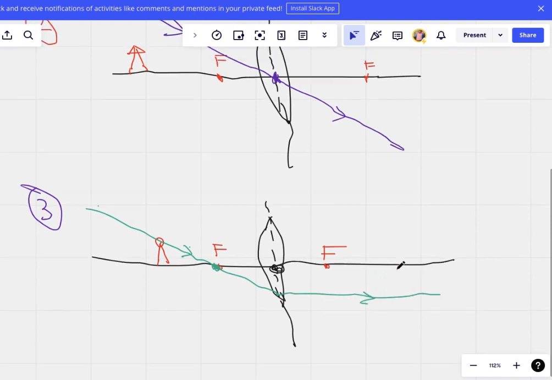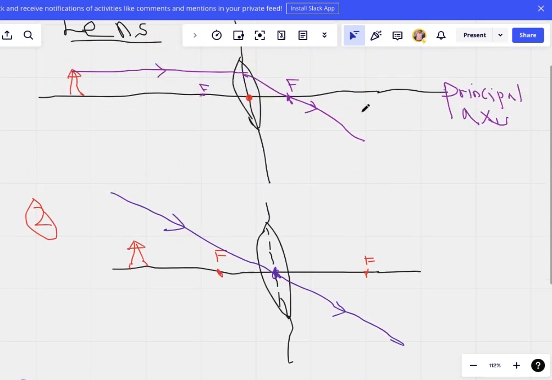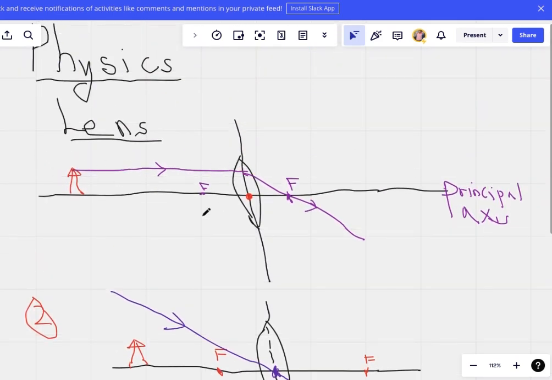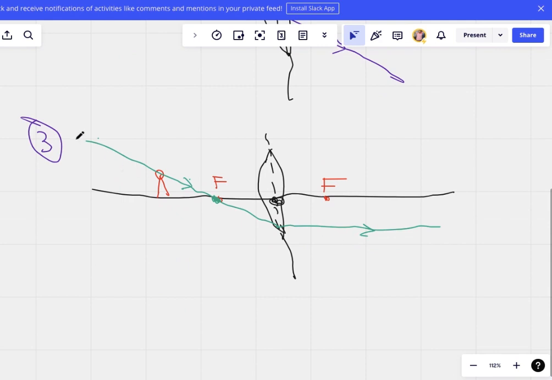Look at the first rule. The first rule says, once the ray is coming parallel to the principal axis, it is refracted to pass through this focal point on the right side. The third rule says, if it's coming from the focal point, it is refracted parallel to the principal axis. Any two of these rules is enough to form the image. The three is the best, but two out of these three is enough to form an image in a lens.